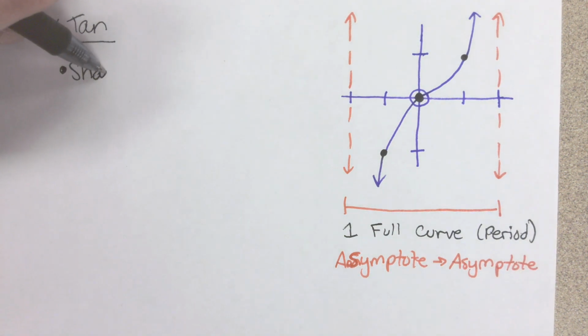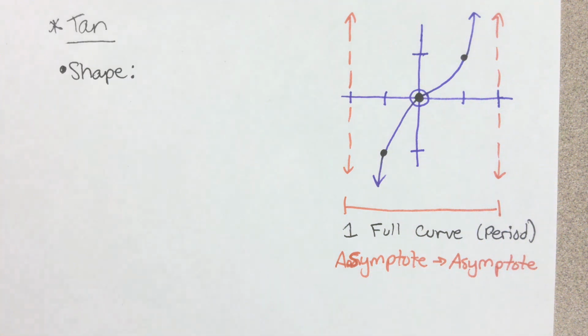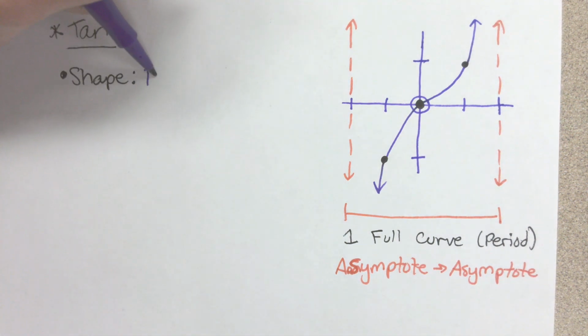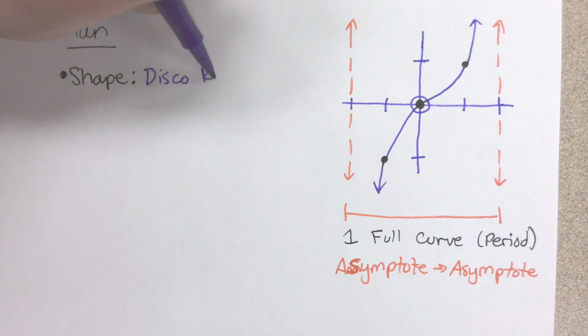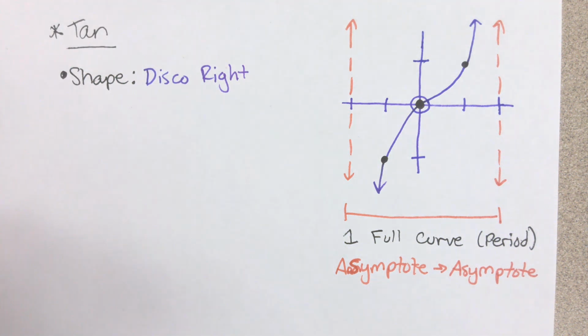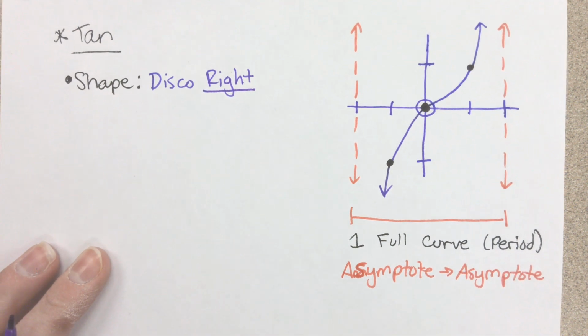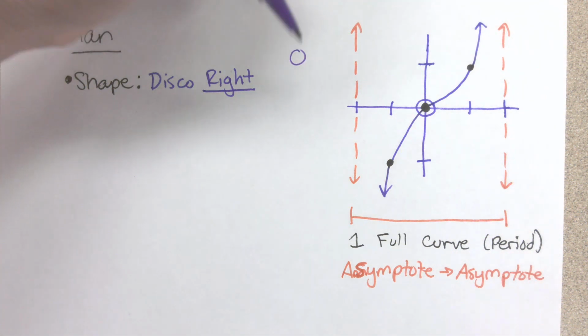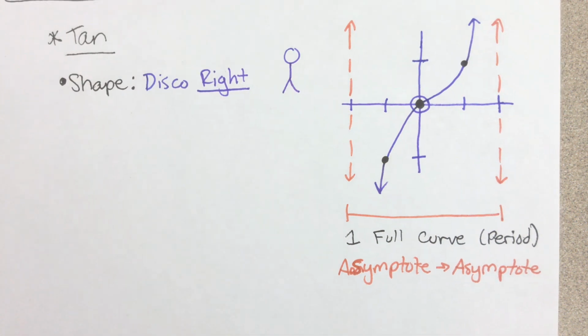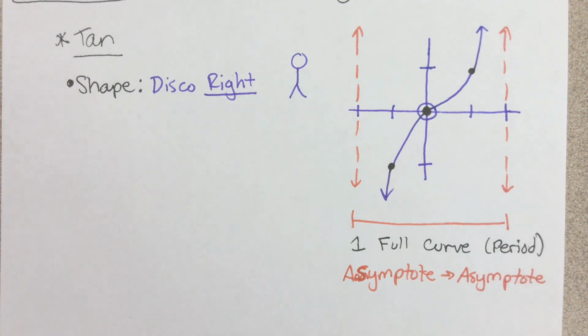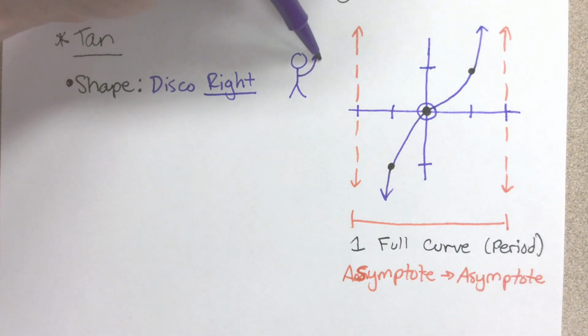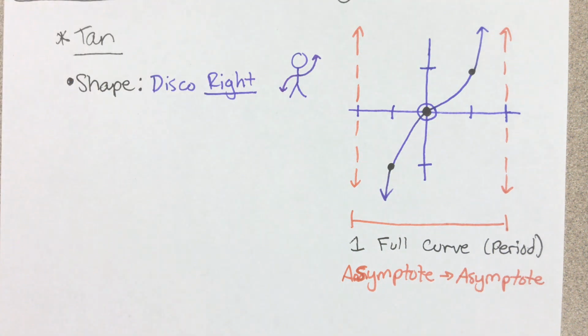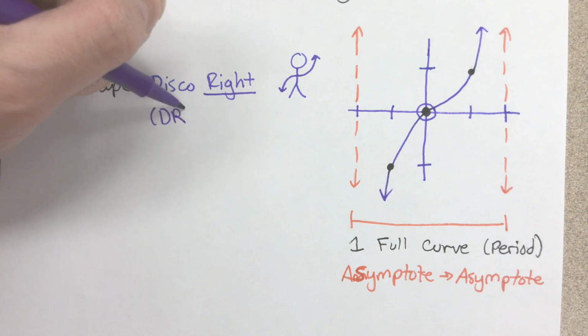First, the shape of the curve. This particular shape, we call it the disco right. And we are kind of referencing the dance move here. It's popularized during the 80s. I believe the 80s. Where the arms go like that. I'll often abbreviate this as DR when I'm making my graphs.